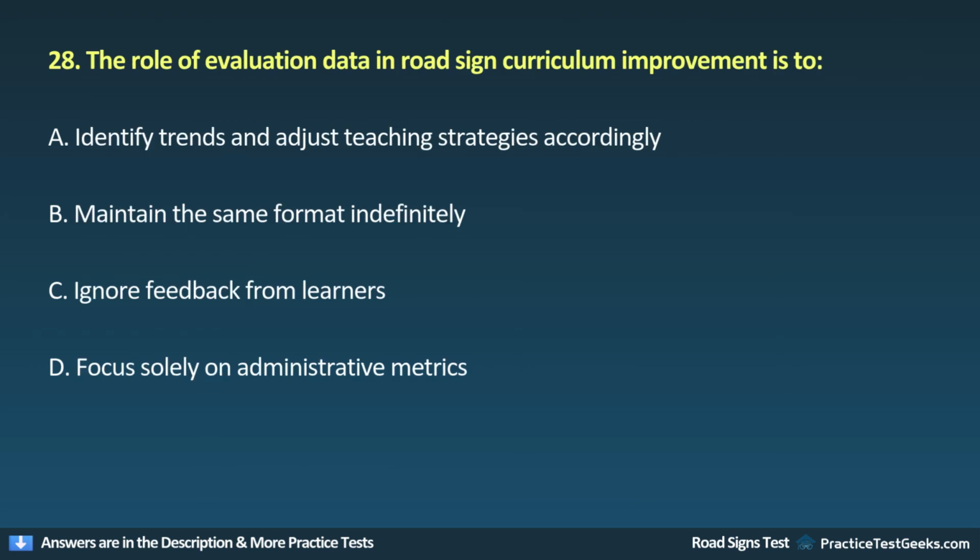28. The role of evaluation data in road sign curriculum improvement is to A. Identify trends and adjust teaching strategies accordingly. B. Maintain the same format indefinitely. C. Ignore feedback from learners. D. Focus solely on administrative metrics.